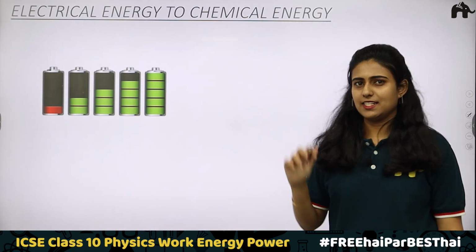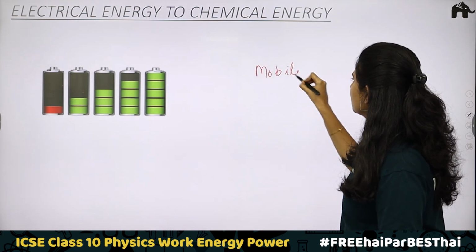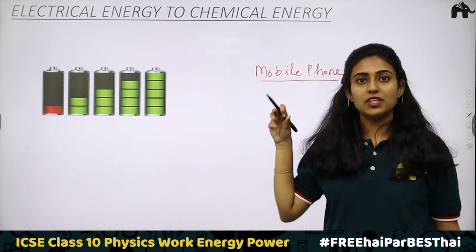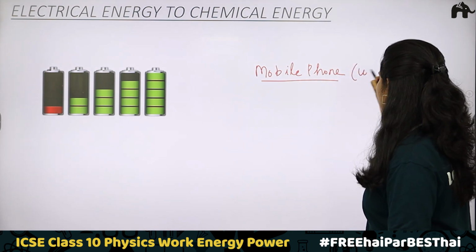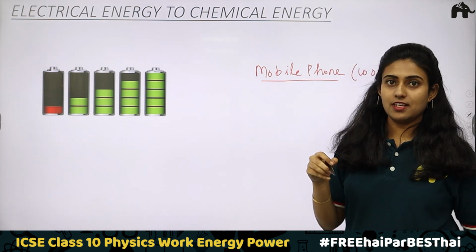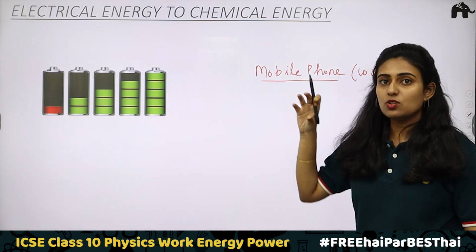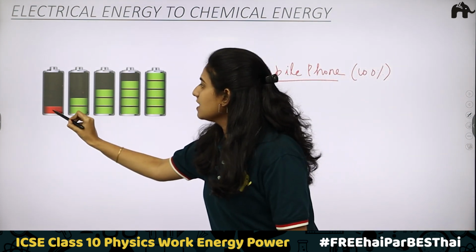Okay. Next is a conversion of electrical energy to chemical energy. How does your mobile get charged? Mobile phone. Take the case of mobile phone. How is it getting charged? What is happening? When you keep it for charging, after some time it will be showing 100%. What is happening here? You are supplying electrical energy. This electrical energy gets stored in the form of chemical energy in a battery.